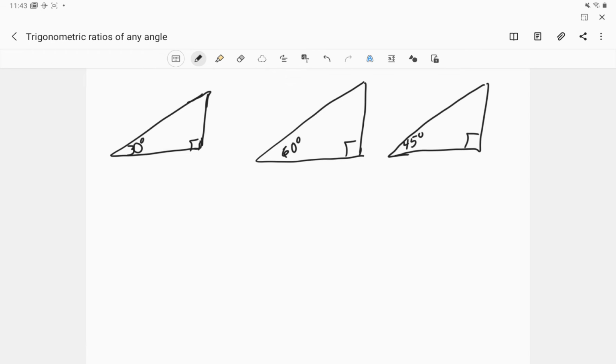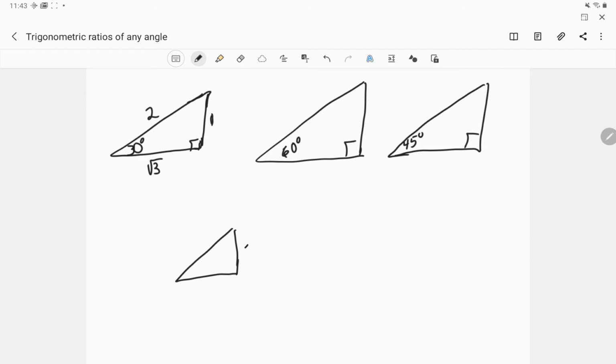In a 30-degree triangle, the opposite side is always 1, the hypotenuse is 2, and the adjacent side is root 3. In any 30-degree triangle, when you look at the opposite side and compare it to the hypotenuse side, you will always get a fraction of 1 over 2, even if you have to reduce it.